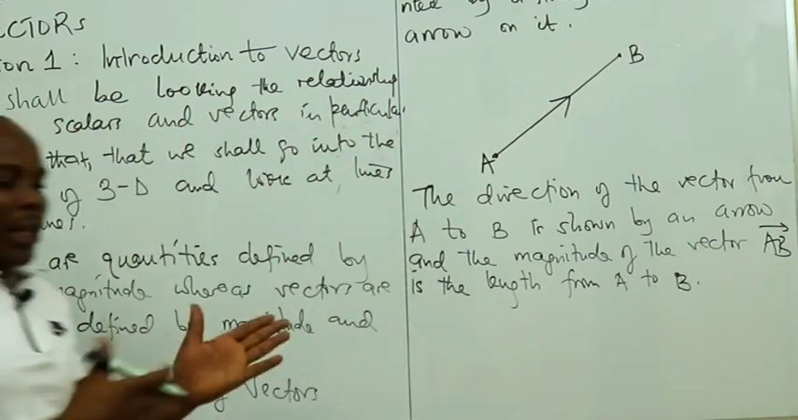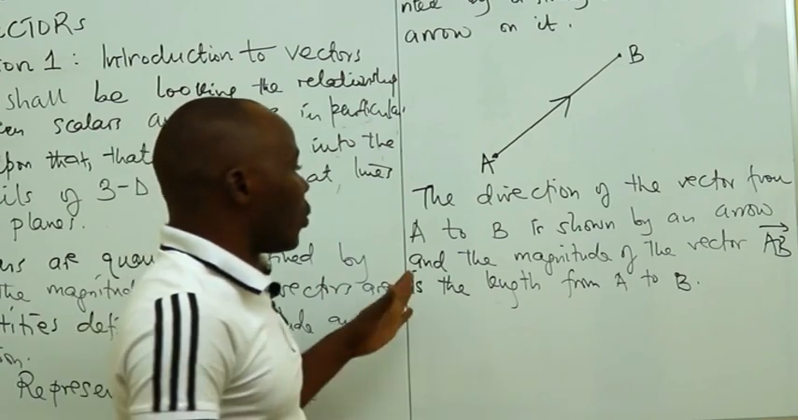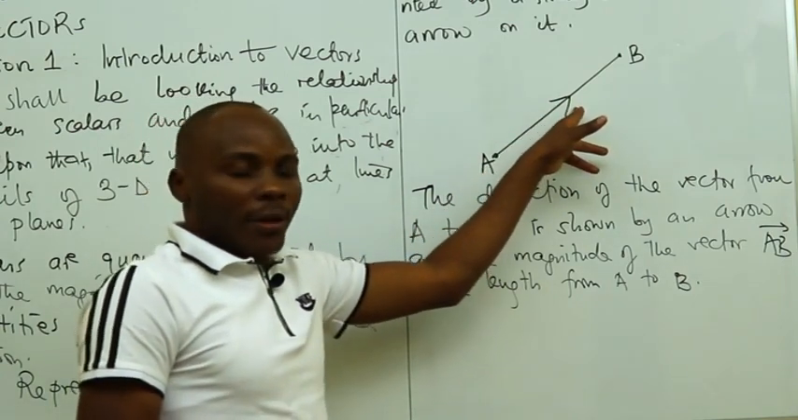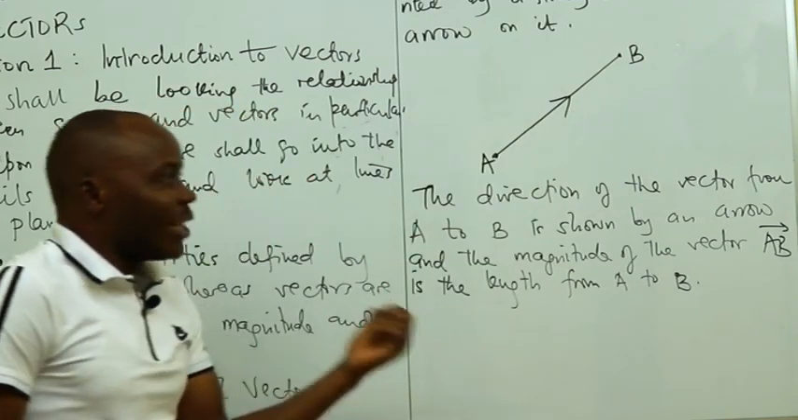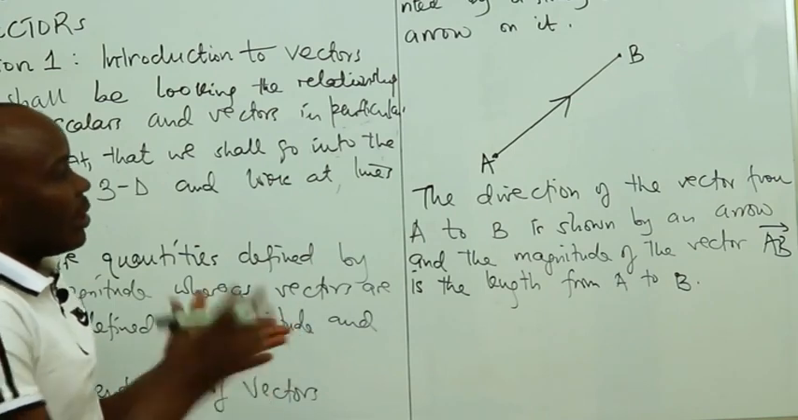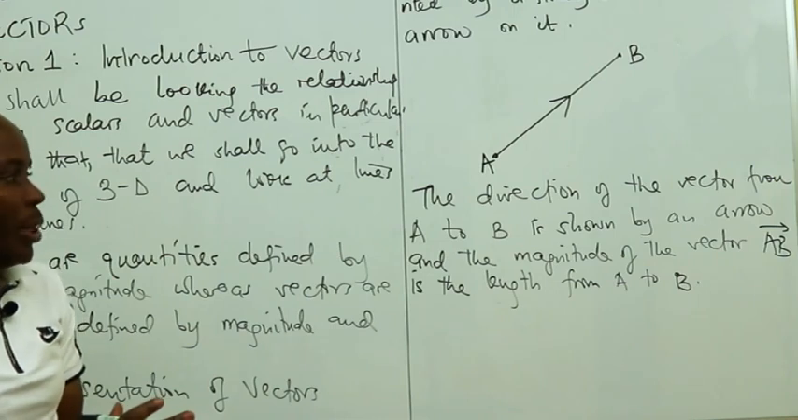Since we are saying vectors are defined by both magnitude and direction, the direction is indicated by this arrow, and the magnitude of this vector AB is the distance from point A to point B.